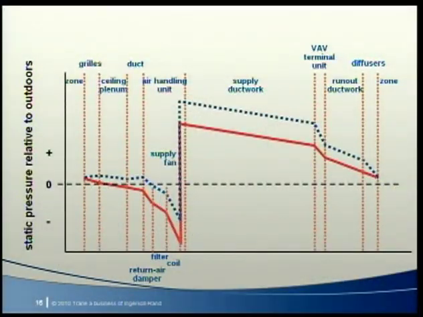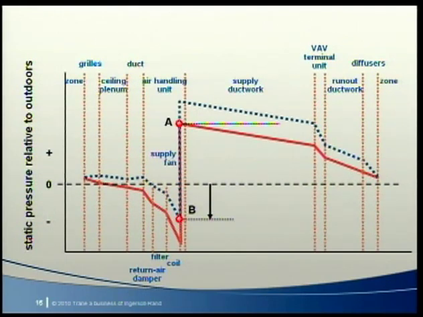But first we need to know how the system itself works. In other words, we need a way to describe the flow versus pressure characteristics of the air distribution system. Here's a pressure gradient plot for a VAV system. It shows both total pressure and static pressure.